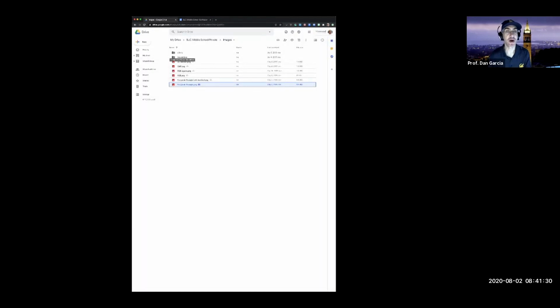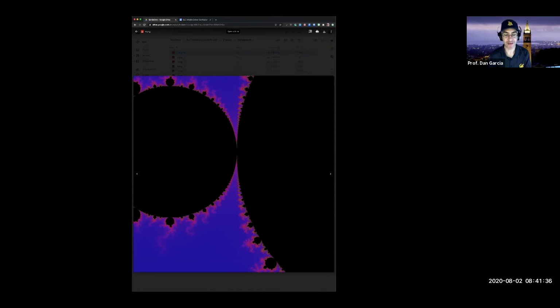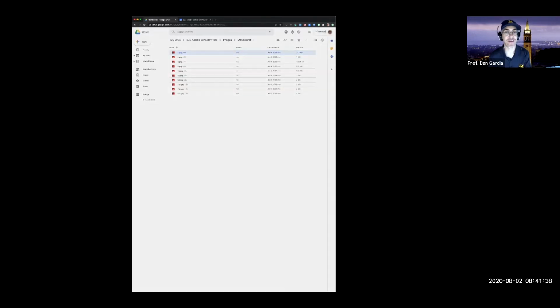They also play with the Mandelbrot set. Here is the example, zooming into the Mandelbrot set as you do that. I think I showed some of that last year, and the kids had a lot of fun with that one.